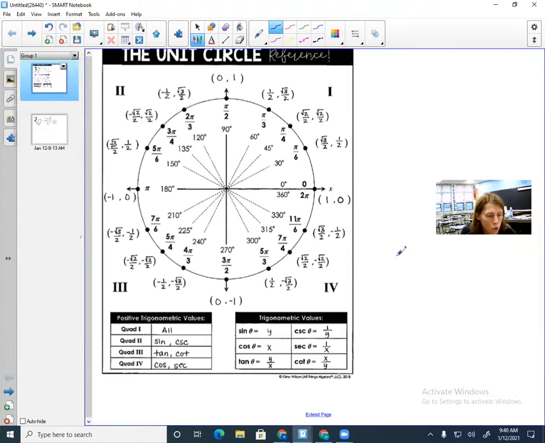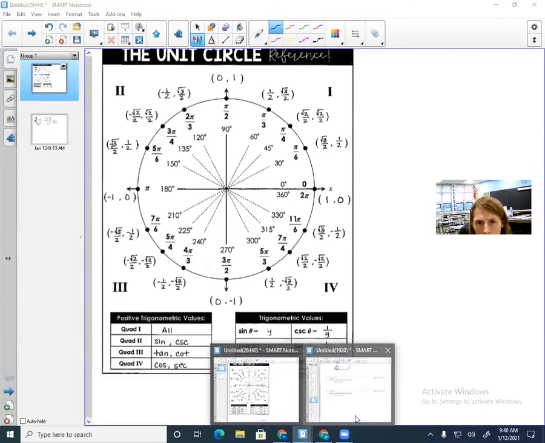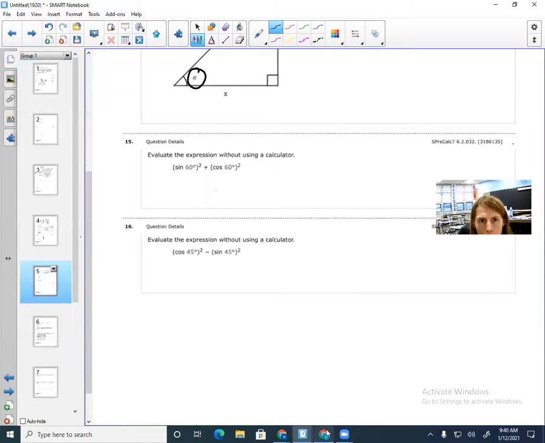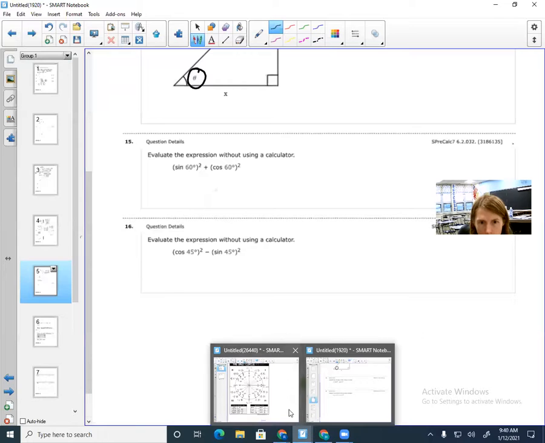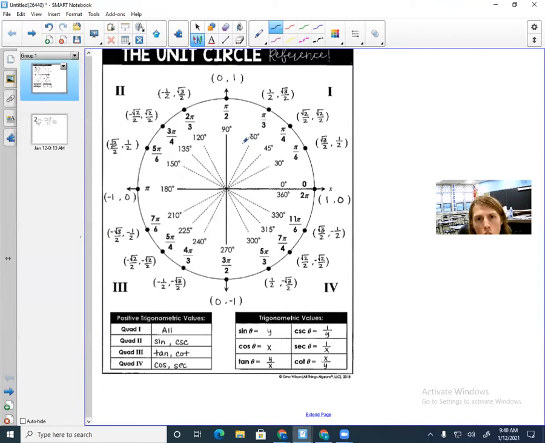All right. So on my unit circle, I think if I remember right, that was 60, right? Yes, we're talking about sine is 60 and cosine is 60. Okay, so if I look at my unit circle, this is 60. When it's sine, we're looking at the Y value, and when we're looking at the cosine, we're looking at the X value. So go ahead, write those down. My Y is square root of 3 over 2, and my X is 1/2.